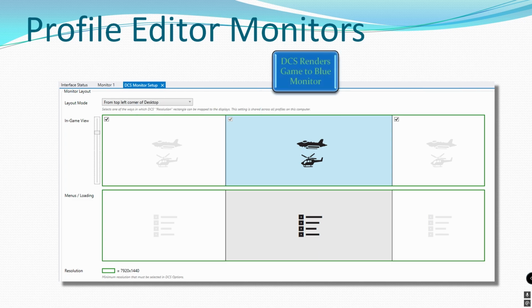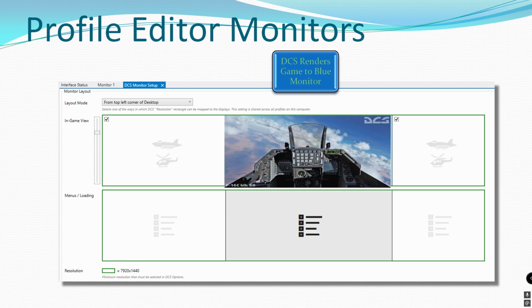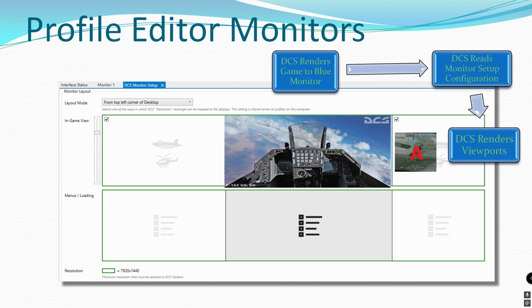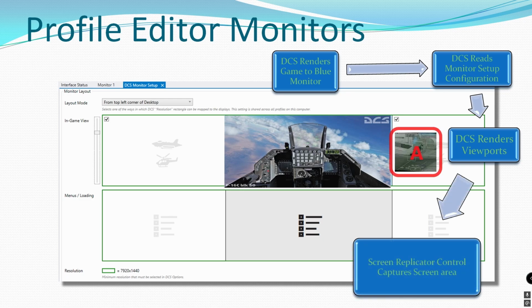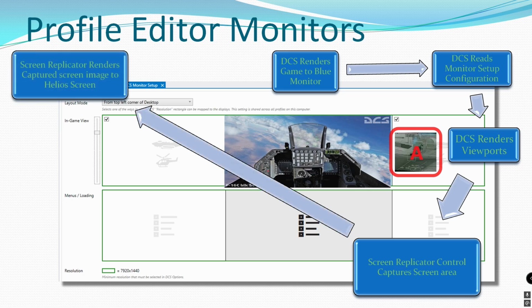So we'll just have a little look at the sequence. DCS renders the game to the blue monitor. DCS then reads the monitor setup configuration file, and DCS renders the viewports to our right-hand screen. The screen replicator control inside the profile then captures that MFCD that has been put onto the right-hand monitor, and then the screen replicator renders the captured screen image to the Helios screen.